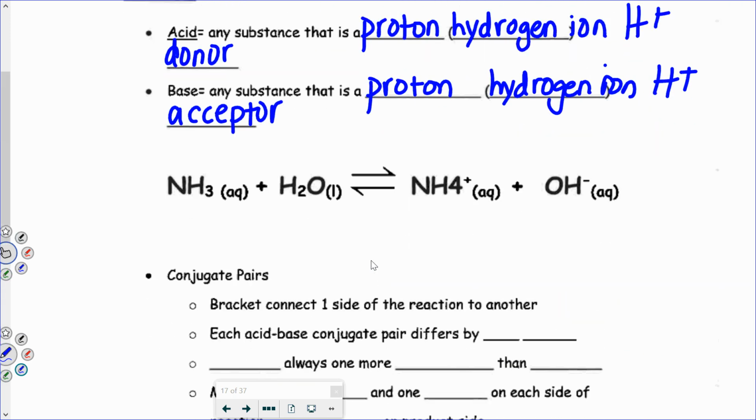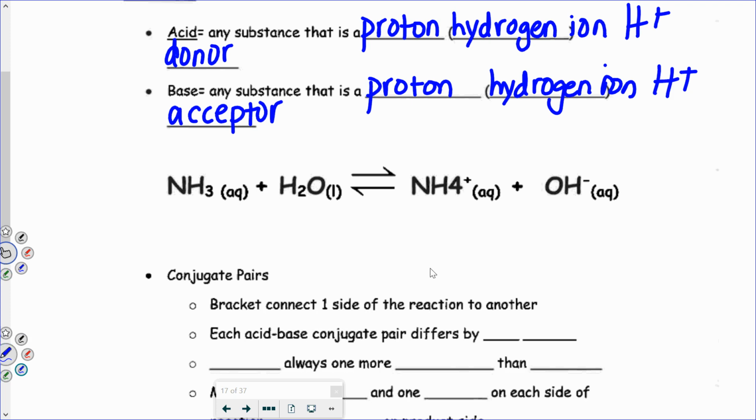So what we're going to do is look at this reaction right here, and identify our acid and our base. We're also going to identify something called a conjugate acid and a conjugate base. Now, how you do these problems is this looks like an equilibrium problem, right? You have a double-sided arrow. You are going to bracket things together. So you're actually going to create two brackets. The bracket will go from one side of the equation to the other, and there will be two of them.